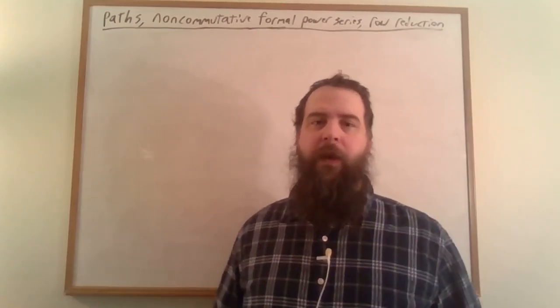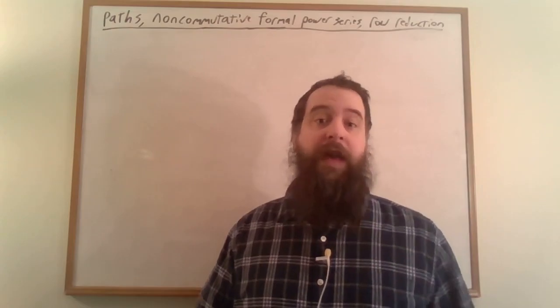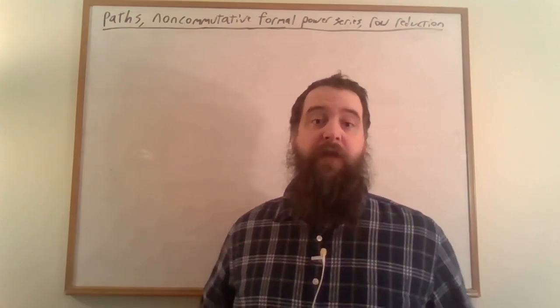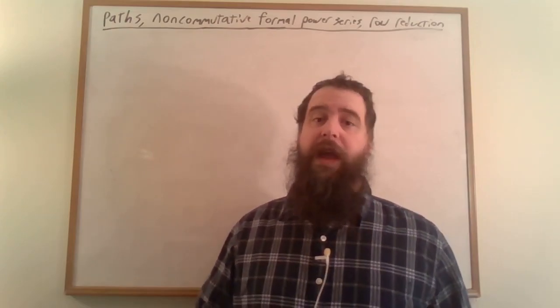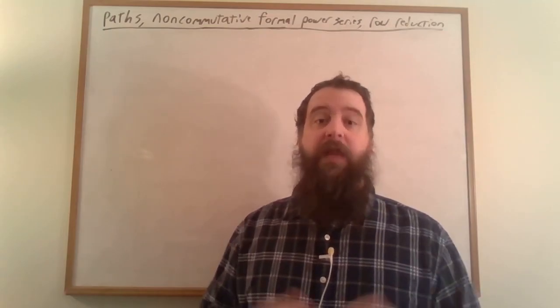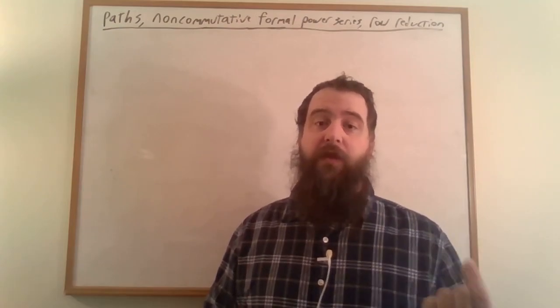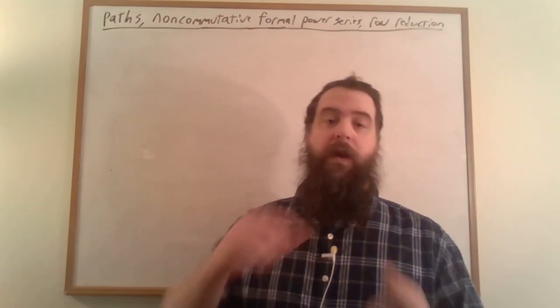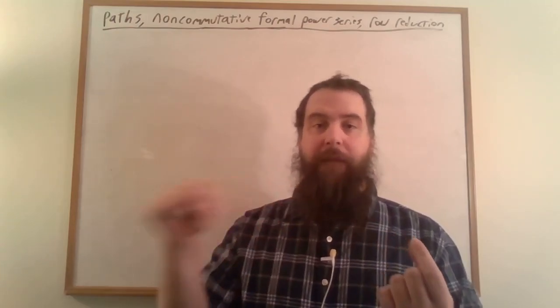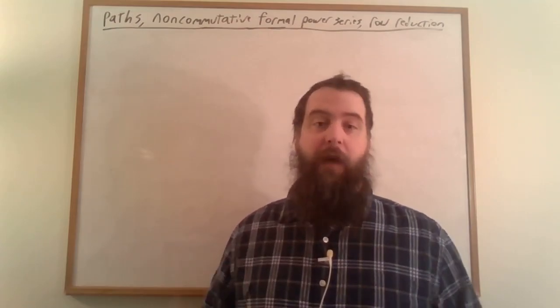Hello! In this video, I'd like to look more closely at the connection between regular languages and paths through graphs. If we have a transition diagram for a deterministic or non-deterministic finite state automaton, then a word is accepted by that automaton if there's some path from a start state to a final state where the edges of that path are labeled by the successive characters of that word.